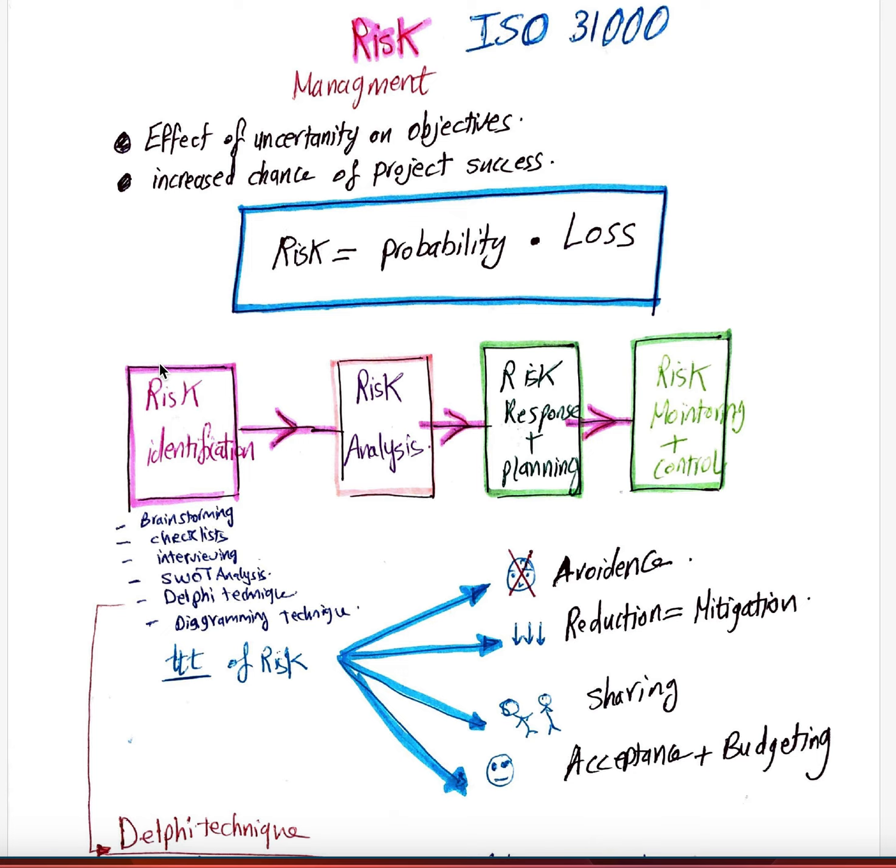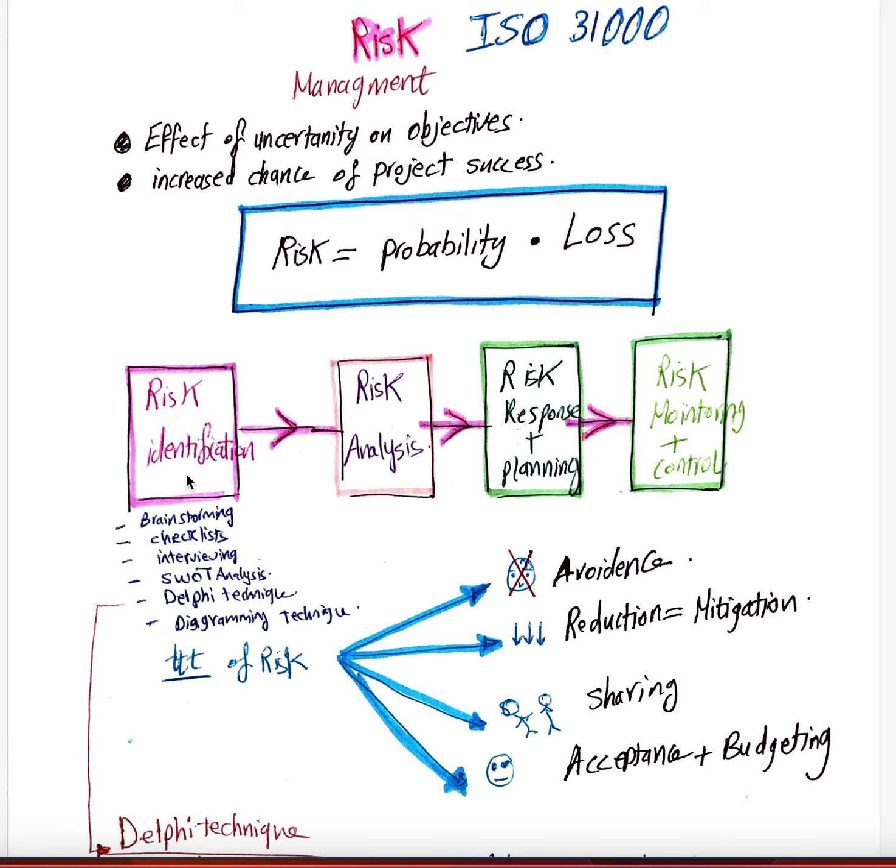We identify the risk, and then we analyze it: what is the risk, how did it come about, what are the results. Then the response and planning: how we avoid it, how we prevent it, and so on. Finally, risk control and monitoring. So these are the steps of risk management: identify the risk, then analysis, then planning and response, and finally control and monitoring.